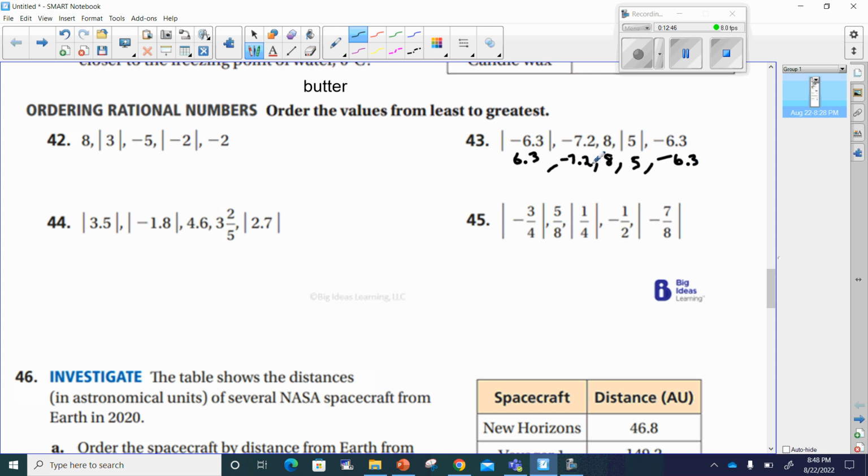So for the least would be the smallest or the biggest negative number, which would be negative 7.2, right? Negative 7.2. That's going to be the least. And the next least would be negative 6.3. The next least is going to be 5. After 5 will be 6.3.